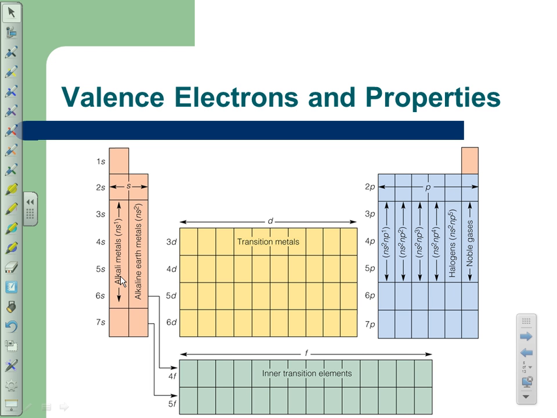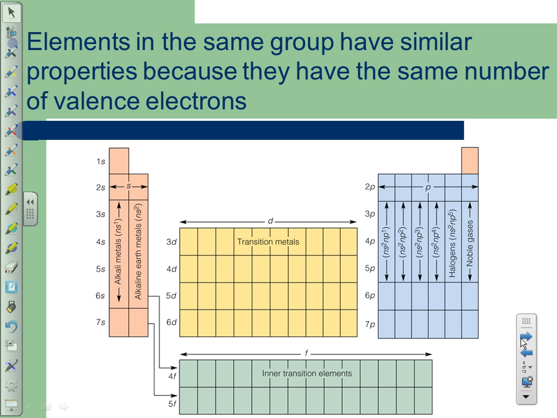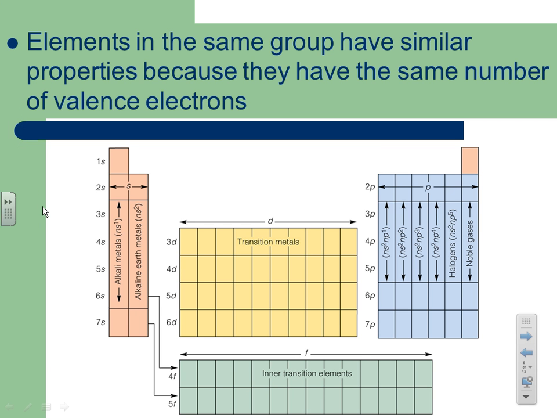And that means that elements in the same group have similar properties because they have the same number of valence electrons.